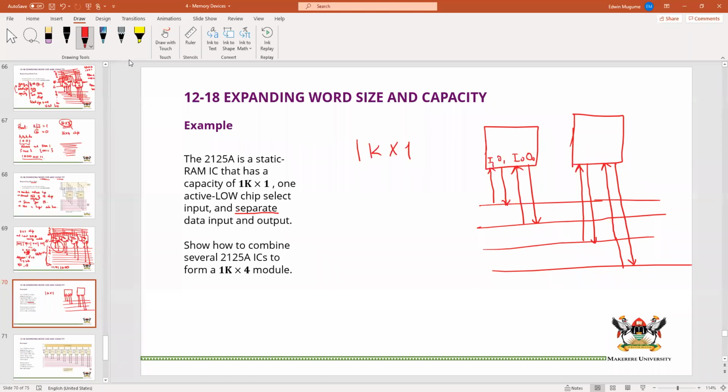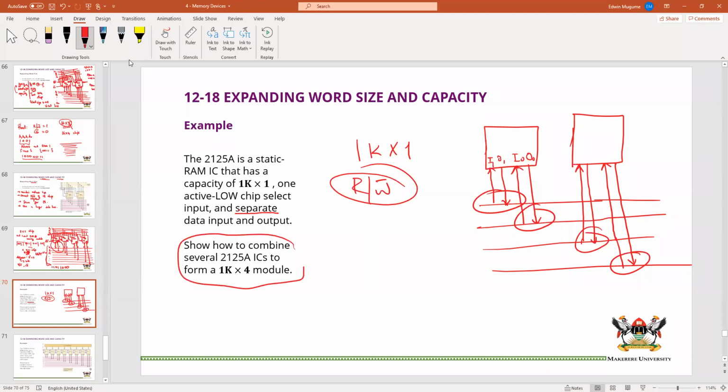I think you remember last week when we said that even where we do not use input-output terminals, we still have to connect the separate input and output terminals on the same bus. All right, and you can see that the termination, like for this case, is on the same bus line. It's just that when we are doing writing, we cannot do reading at the same time. Show how you can combine several of these to form a 1K by 4 module.